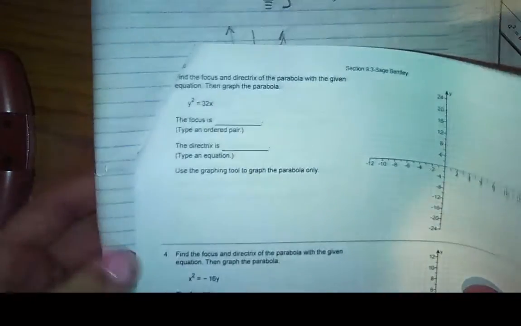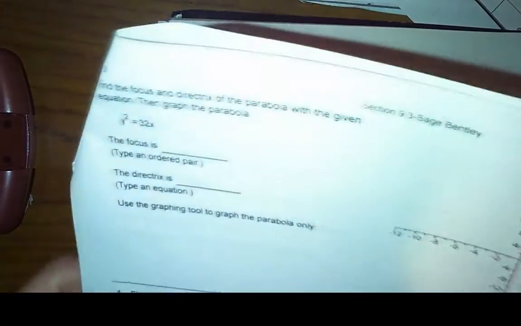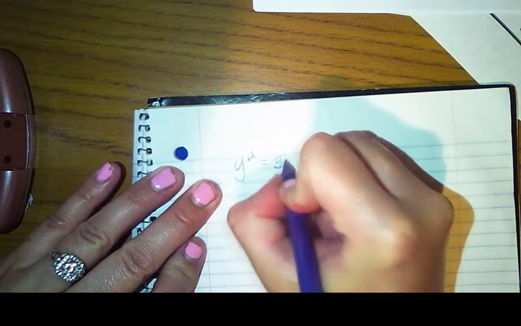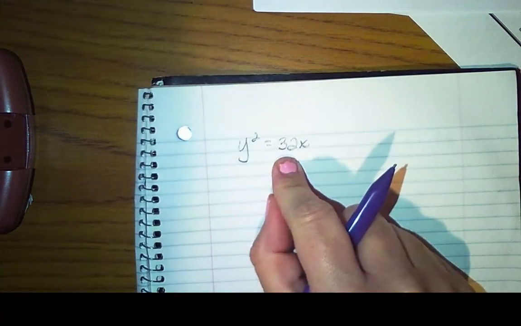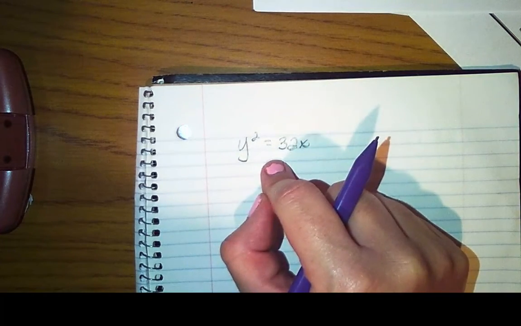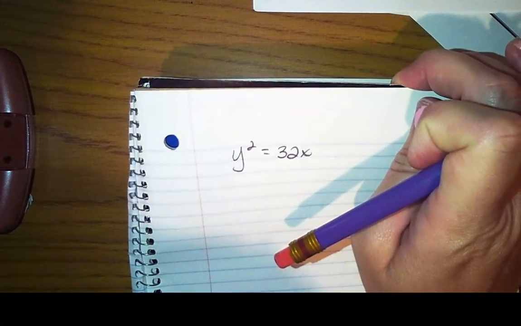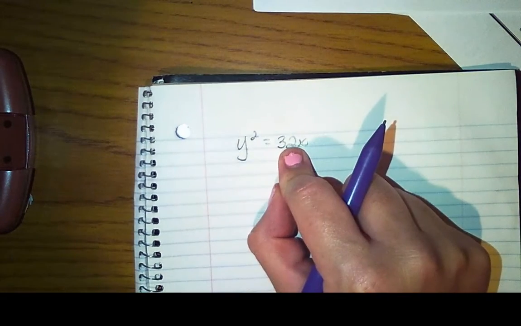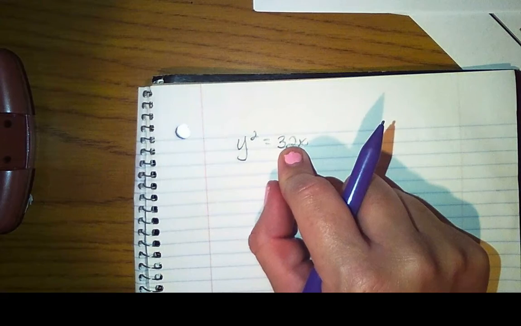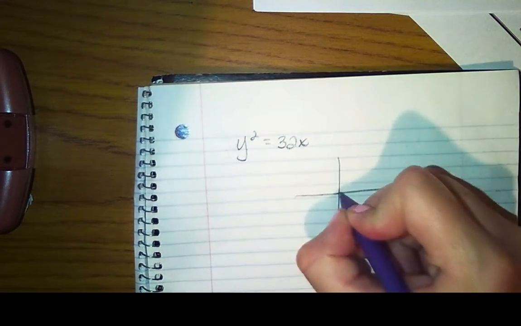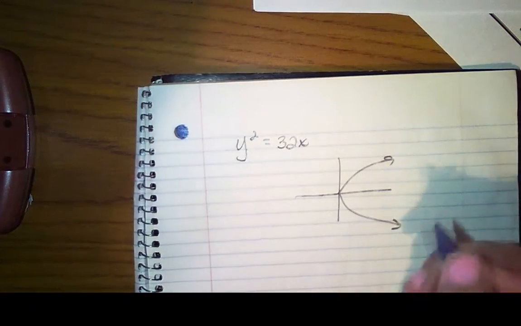We've got y squared equals 32x. And something else you should be picking up on at this point is that only one of these is being squared. It's either y squared or x squared, but not both. Since it's y squared, that tells me left, right. It leads off positive, so it must be opening to the right. Nothing's being added or subtracted, so my vertex is still at 0, 0.